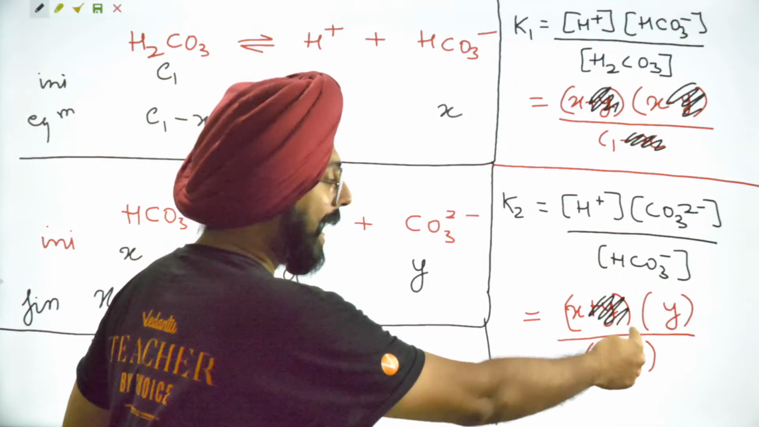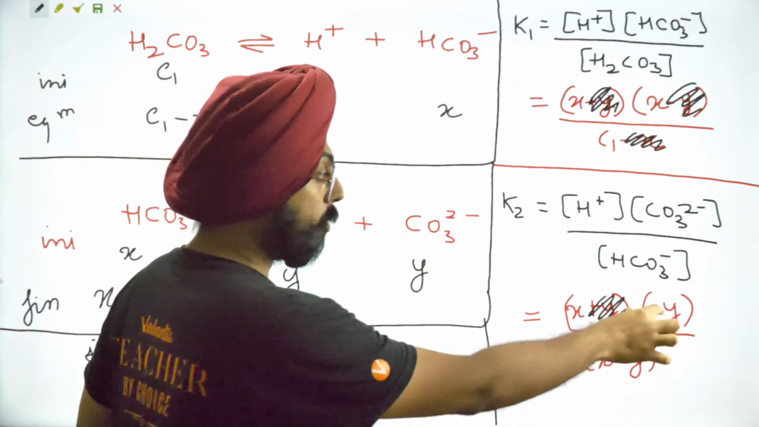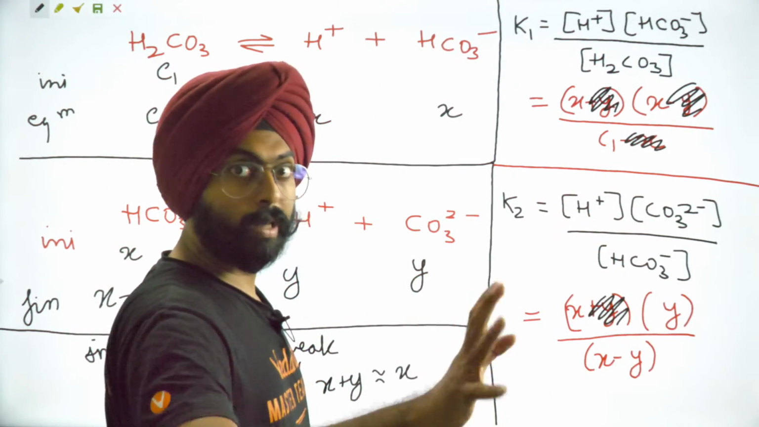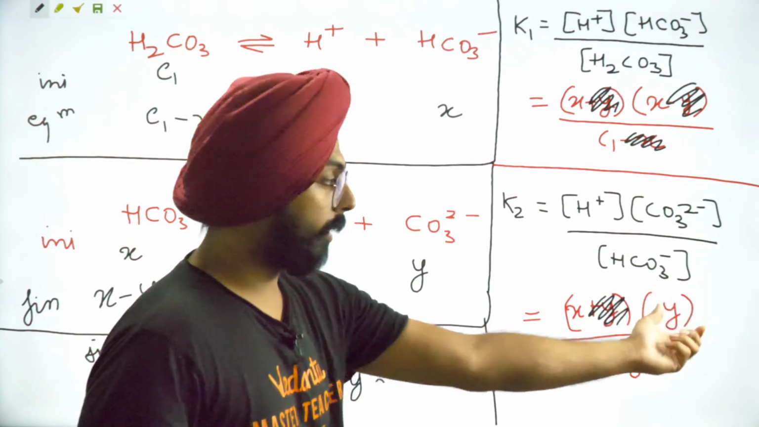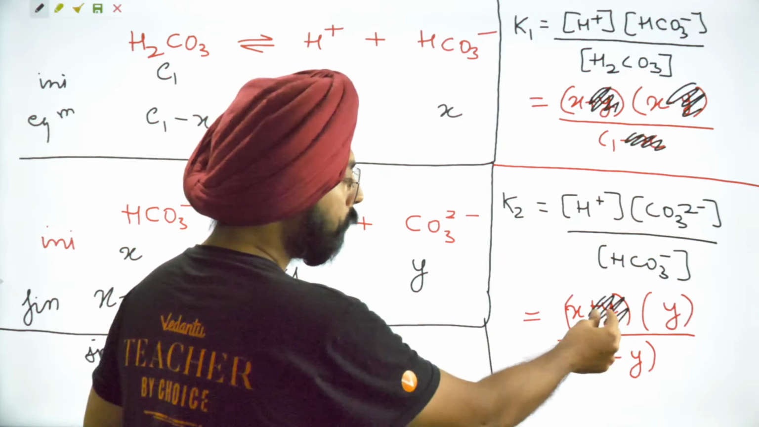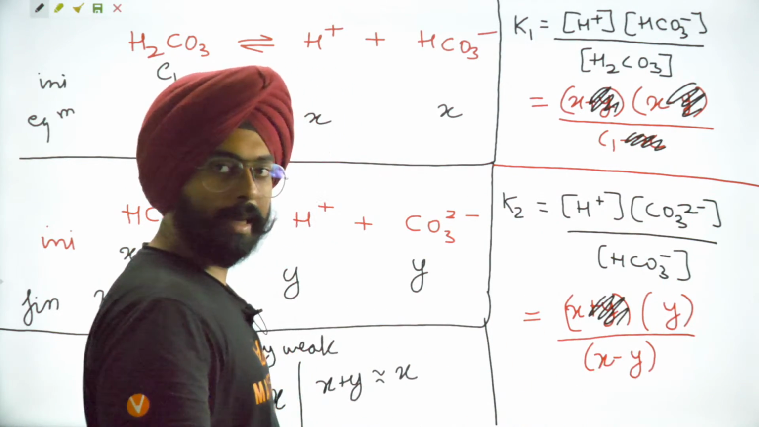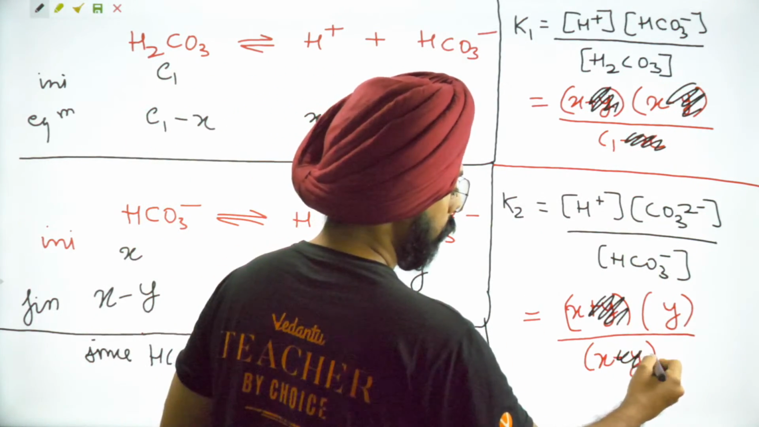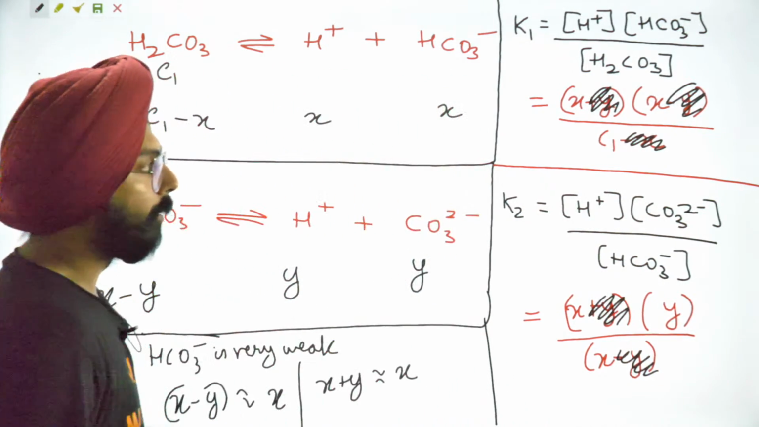Y when it adds to X can be neglected. Y on its own can't be neglected. Y on its own is a very small number. When it multiplies to something else, it will turn everything into a small number. But when you add Y to something, then you can neglect it. So Y can be neglected compared to X.